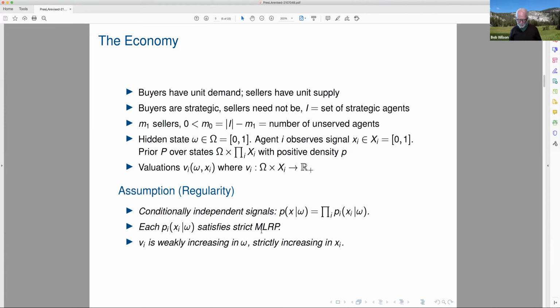And the assumption we're going to make is, first of all, that the signals are conditionally independent and satisfy the monotone likelihood ratio property. So a higher signal is indicative of a higher state. And then we're going to assume that the valuation is strictly increasing in the signal, weakly increasing in the state. So the signal here is not entirely just information, it's actually payoff relevant.